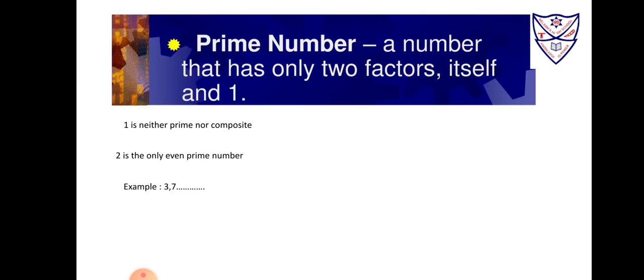Prime number: a number that has only two factors, itself and 1. So prime number means what? The number that has two factors, that is, the number itself and 1. There are also some rules of prime numbers. 1 is neither prime nor composite. 2 is the only even prime number. For the rest, for example if we take 3, what are the factors of 3? 1 and the number itself, that is 1 and 3. If we take 7, then the factors of 7 are 1 and 7, that is the number itself.